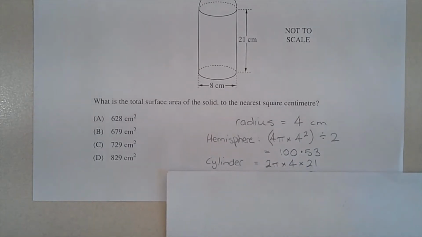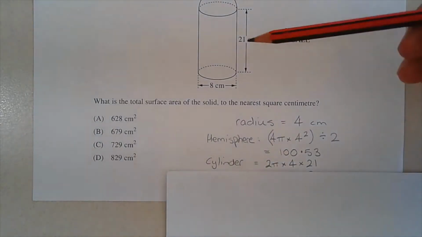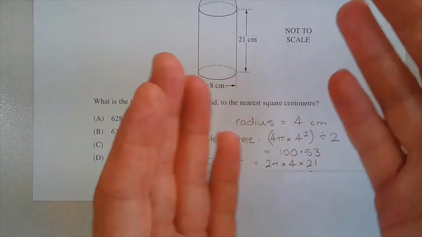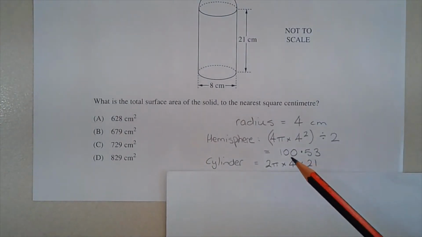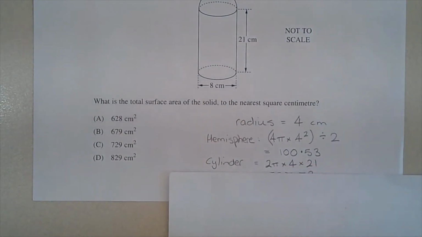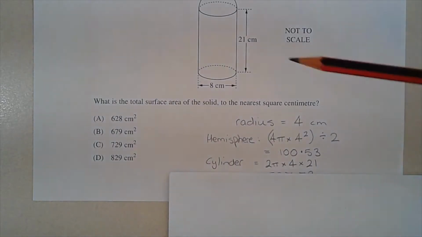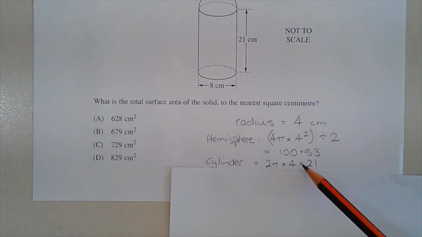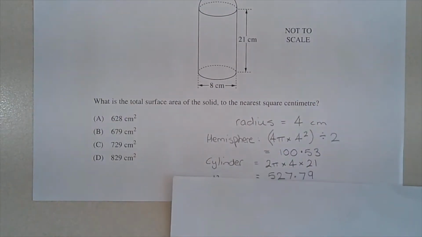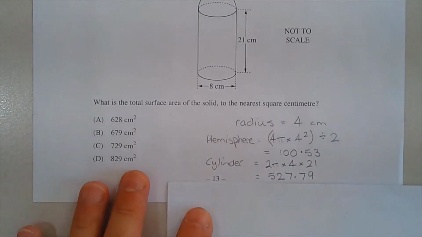Next, we'll work out the curved surface of the cylinder. It's like there's a label around it. Imagine you unwrap the label, and you want the surface area of the label that wraps around. That's found by the formula 2 pi r multiplied by h, the height of the cylinder. So 2 times pi times the radius times the height of the cylinder, 21 centimeters, equals 527.79 square centimeters. I've rounded these subtotals to 2 decimal places because the total just needs to be rounded to the nearest square centimeter.